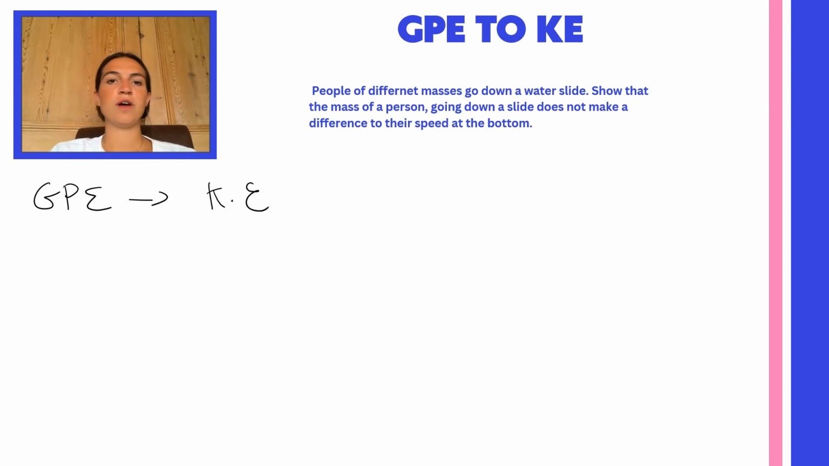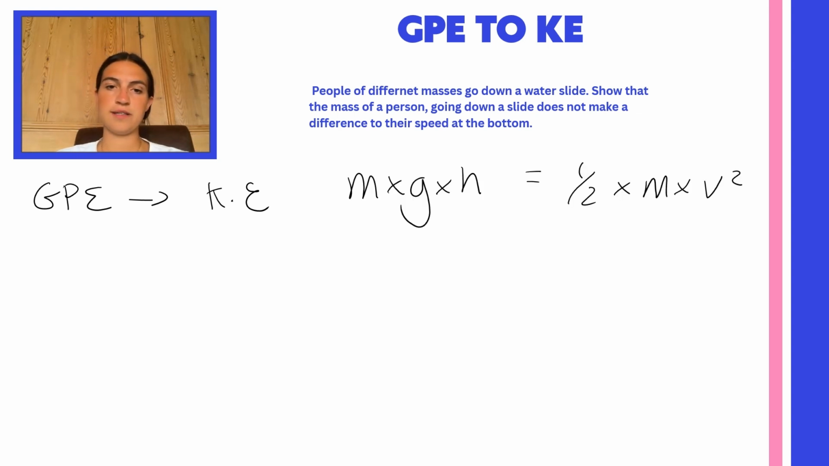So we have got their gravitational potential energy that they have at the top of the slide gets transferred into kinetic energy at the bottom of the slide, and ultimately I could then use that kinetic energy to figure out the speed of the person at the bottom of the slide. So in other words, we have mgh that they lose is going to be equal to half mv squared that they gain, okay, because their initial kinetic energy was 0.